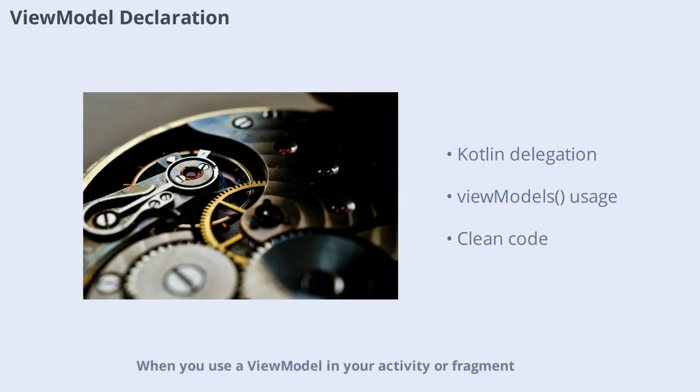When you use a ViewModel in your activity or fragment, you typically declare it with a line like val viewModel: HomeViewModel by viewModels. This simple line does a lot behind the scenes. It uses Kotlin's delegation feature, allowing the getter and setter logic of the property to be handled by another function, in this case viewModels. This approach keeps your code clean and leverages powerful features under the hood.